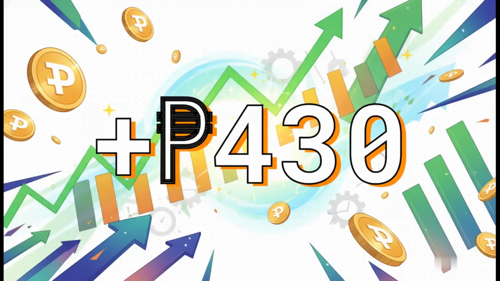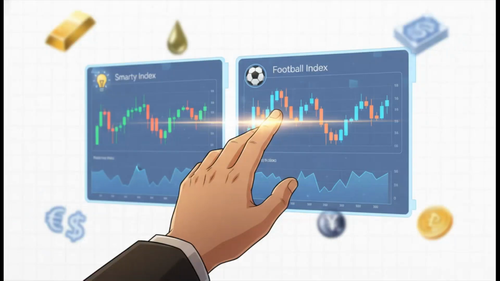And what does that discipline get you? An even bigger win this time, 430 pesos. This really shows you it's not just a one-off fluke. Apply the rule and you can get consistent results. Okay, for our last example, we're switching things up and looking at the football index. And this is a really important point. It shows this strategy isn't a one-trick pony. The principle works across different markets.